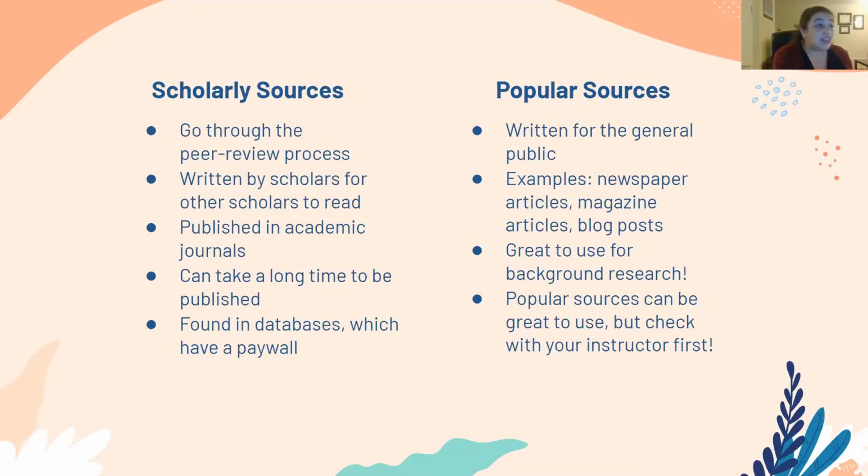But in contrast, popular sources are sources that are written for the general public. Some examples of popular sources could be newspaper articles, magazine articles, or blog posts. So popular sources are really great to use for background research, because they're written in a more accessible way than a scholarly source is. Popular sources also give a lot of different perspectives on a topic that you aren't going to find in a scholarly source, because those are intended for an academic audience. They're also published a lot faster than scholarly sources are.